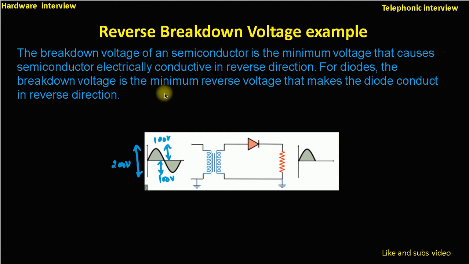In the last video I explained what the reverse breakdown voltage is, so you can see that if you didn't see it. And in this video we will see the example of reverse voltage. As per definition, the breakdown voltage of a semiconductor is the minimum voltage that makes the semiconductor electrically conductive in reverse direction. For a diode, the breakdown voltage is the minimum reverse voltage that makes the diode conduct in reverse direction.